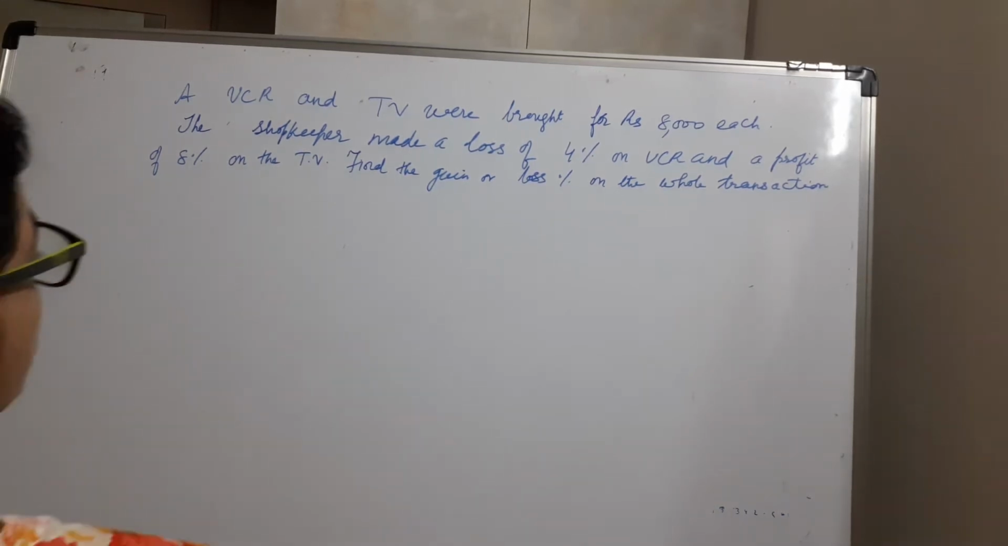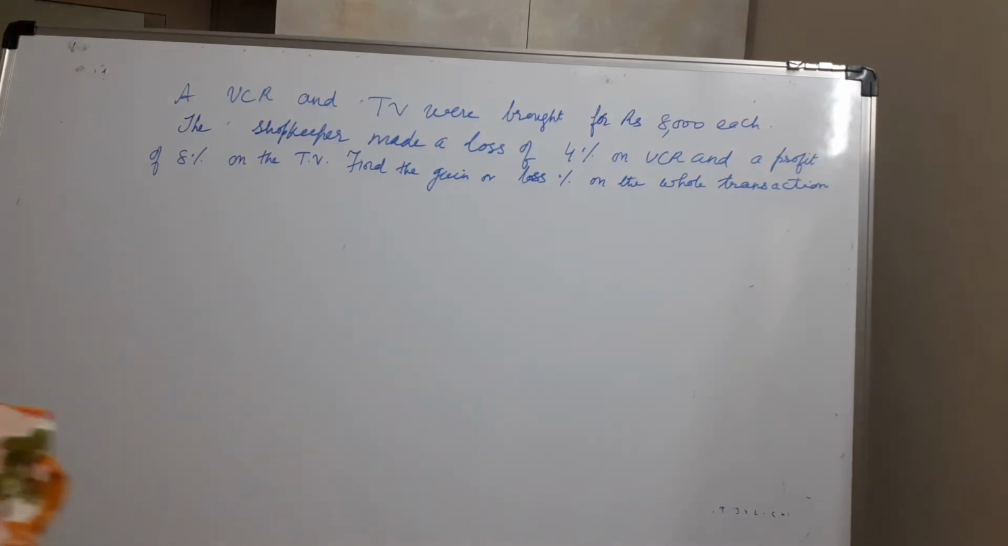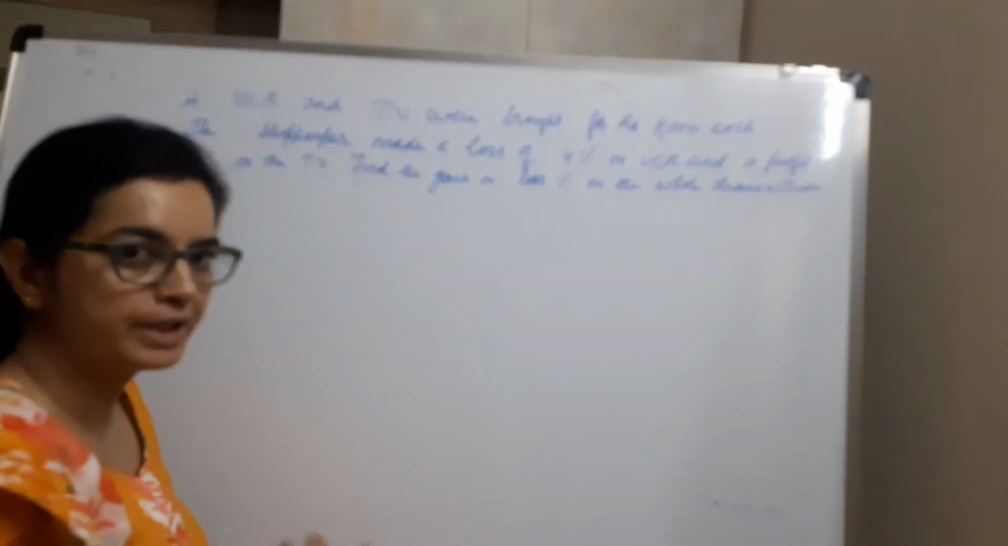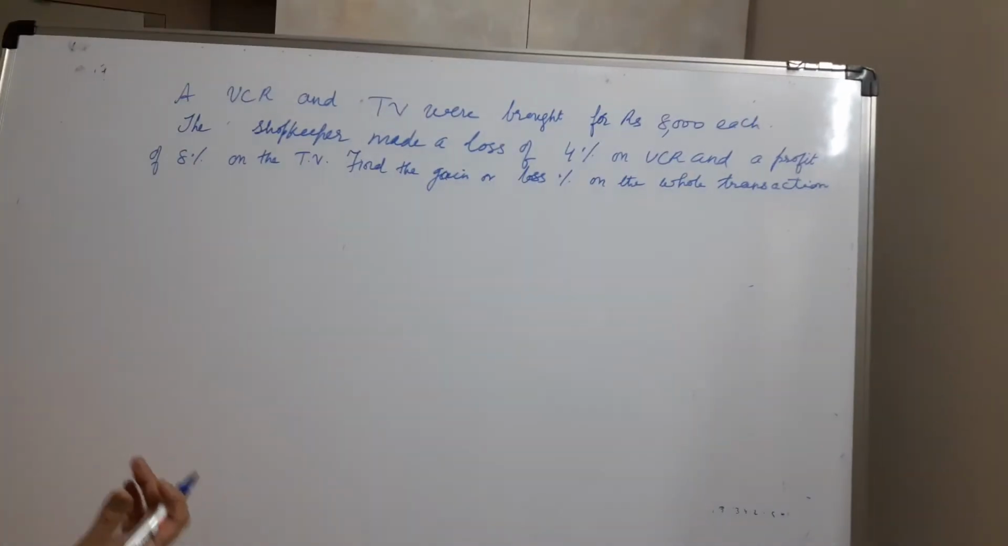A VCR and a TV were bought for rupees 8,000 each. The shopkeeper made a loss of 4% on the VCR and a profit of 8% on the TV. Find the gain or loss in the whole transaction. Transaction means the whole deal. In the deal, whether it is a loss or a gain, you even have to find the percentage of loss and gain.